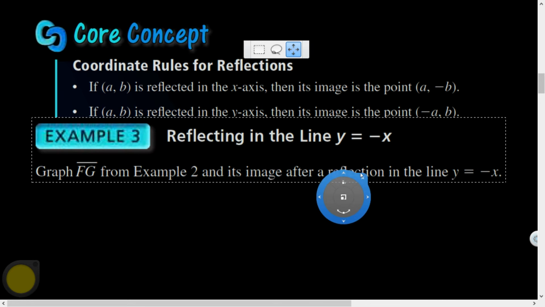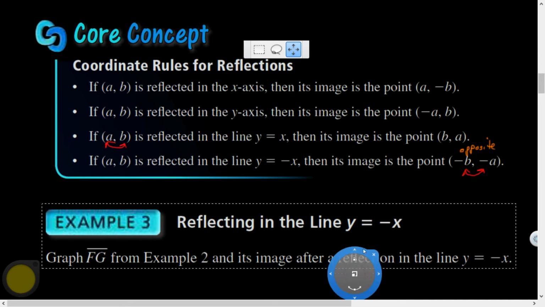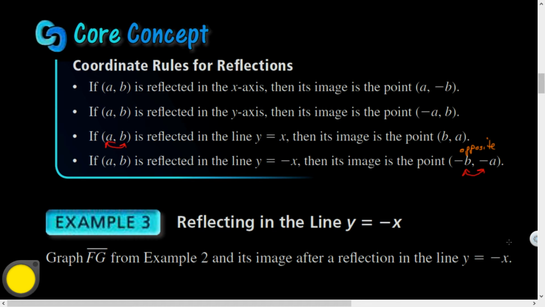So let's do an example of this. Reflect in the line y equals negative x. Graph f of g from example 2 and its image.